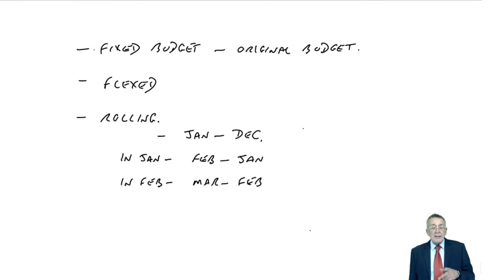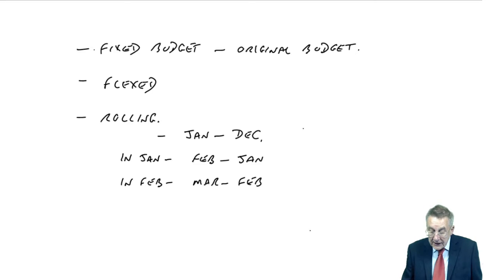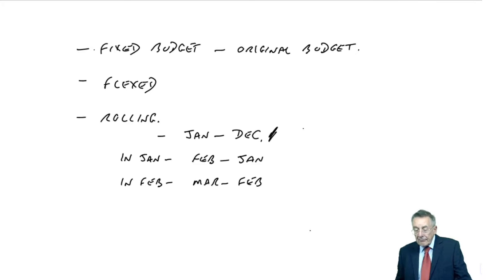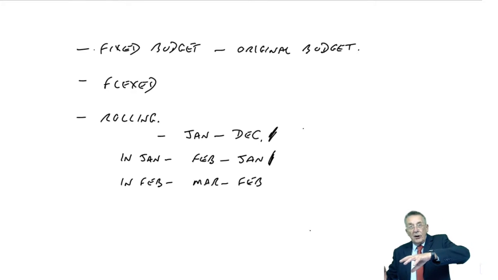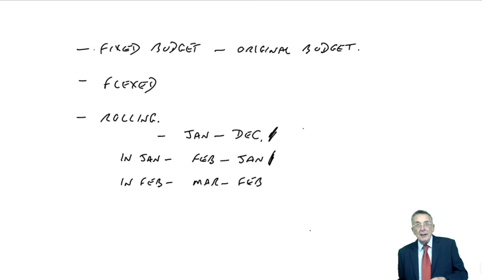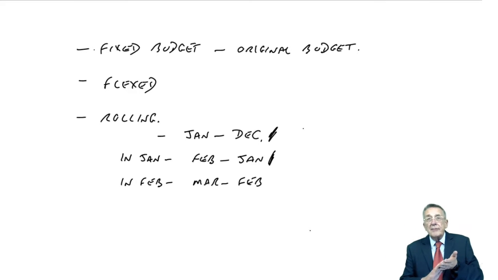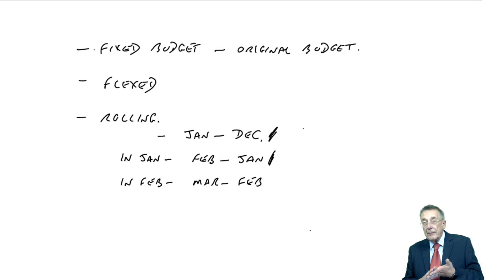Now, that sounds a lot of work. In fact, it's not quite as bad as it sounds because you've already got your budget from January to December. When you're doing February to January the following year, you're taking 11 months you've already got. You've got February to December, and maybe you need to revise, update them. And then you're adding on a month. So you're not starting from the beginning all over again. Every month, you're revising 11 months you've already got and then adding one more month.